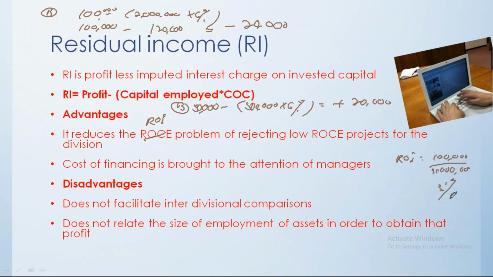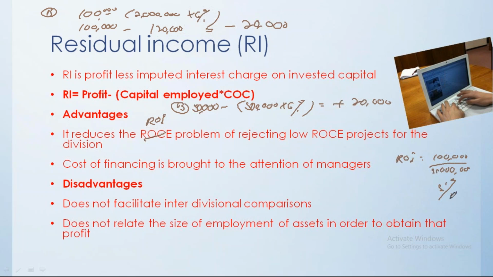Disadvantages: unlike in the ROI, it cannot make a divisional comparison. Because you can see here, one division makes 100,000, the other division makes 50,000, right? And if you look at it in terms of profit, 100,000 is better than 50,000, but in terms of RI, we can see it's worse. So are we to go ahead with the small 50,000 project or should we go with 100,000? A difficult decision to make because the comparison becomes meaningless.